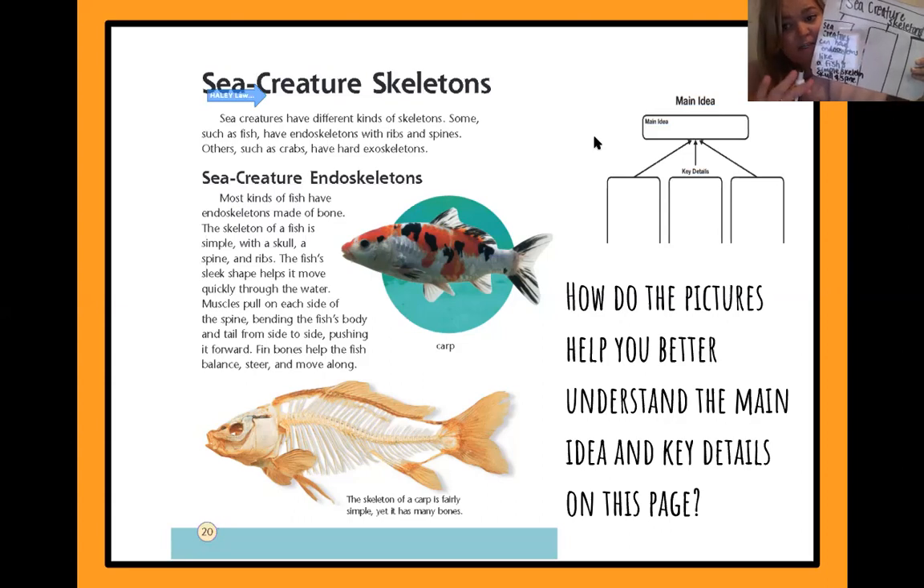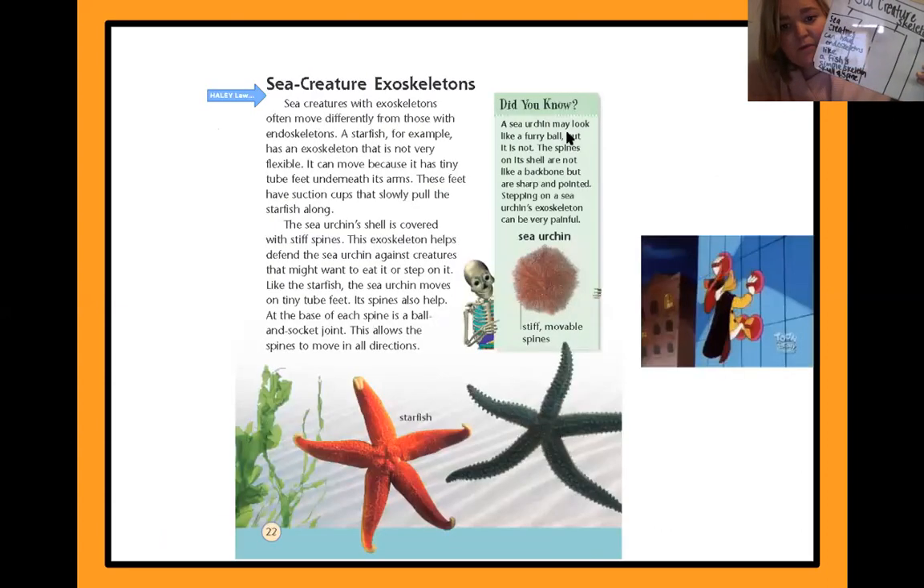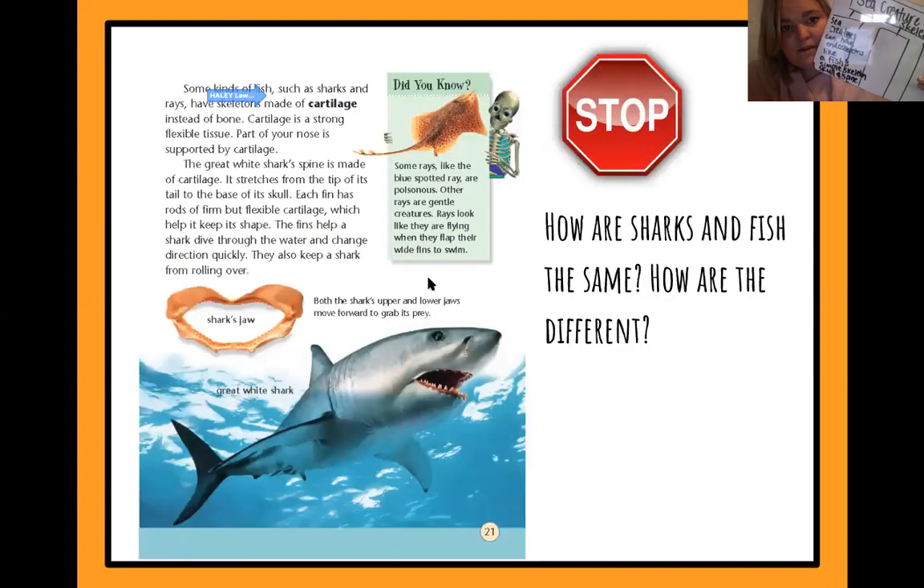Then you can pause here if you need more time. Then we move on to this. This was kind of a big deal to me because we learned that not all skeletons are made of bone. That was kind of crazy to me.